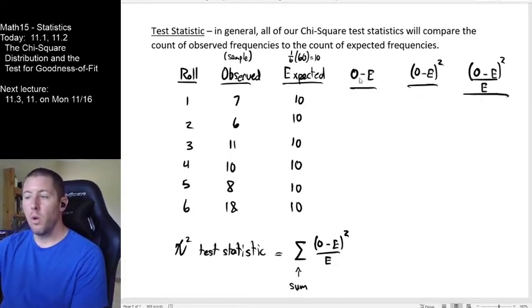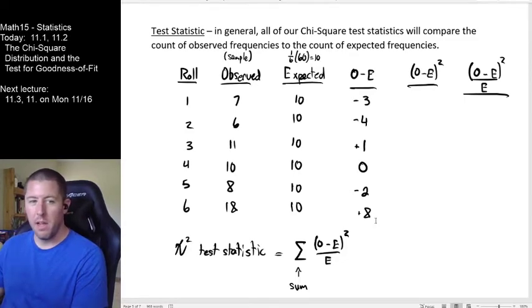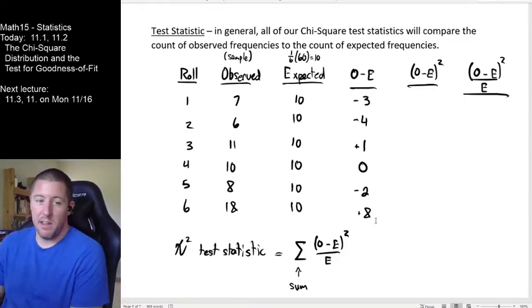All right. So what's my observed minus my expected? 7 minus 10. That one was 3 below what we expected. We got 4 fewer 2's than we expected. We got 1 more 3 than we expected. We got exactly as many 4's as we expected. We got 2 fewer 5's than we expected. And we got 8 more 6's than we expected. That's our extreme one right there, the thing that makes me feel like this is suspicious, right?